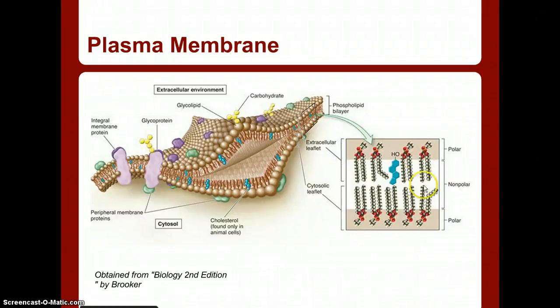And this is the chemical makeup of the phospholipids. As you can see, the tails are nonpolar and the heads are polar.